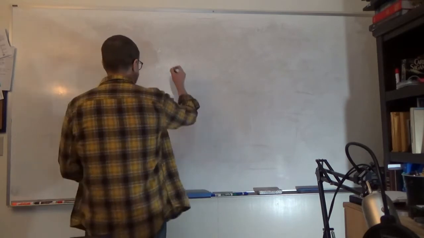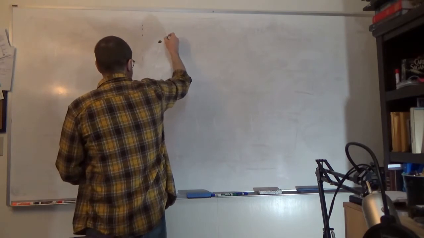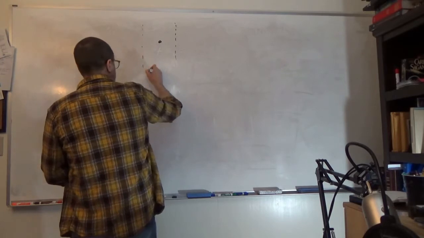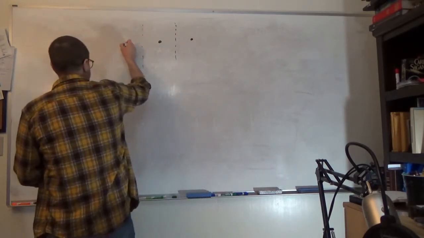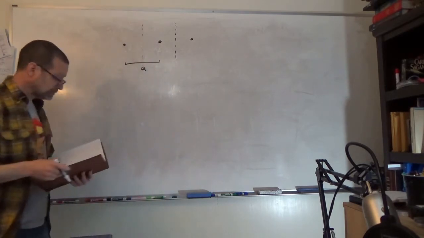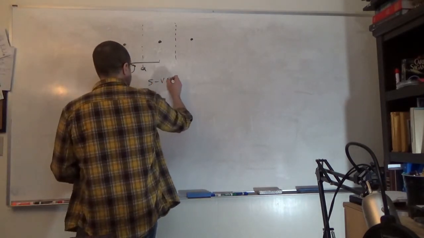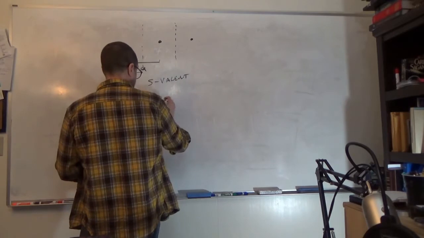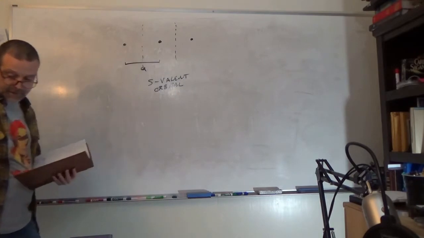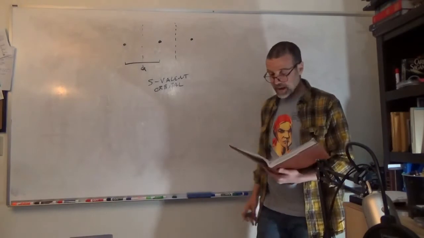and again, this is just going to be a one-dimensional crystal. If I have a one-dimensional crystal with an atom here, and I have another atom here, another atom here, the spacing between those atoms is a, the lattice vector. We'll treat this as an s valence orbital. You can imagine this as a chain of hydrogen atoms or a chain of lithium atoms.